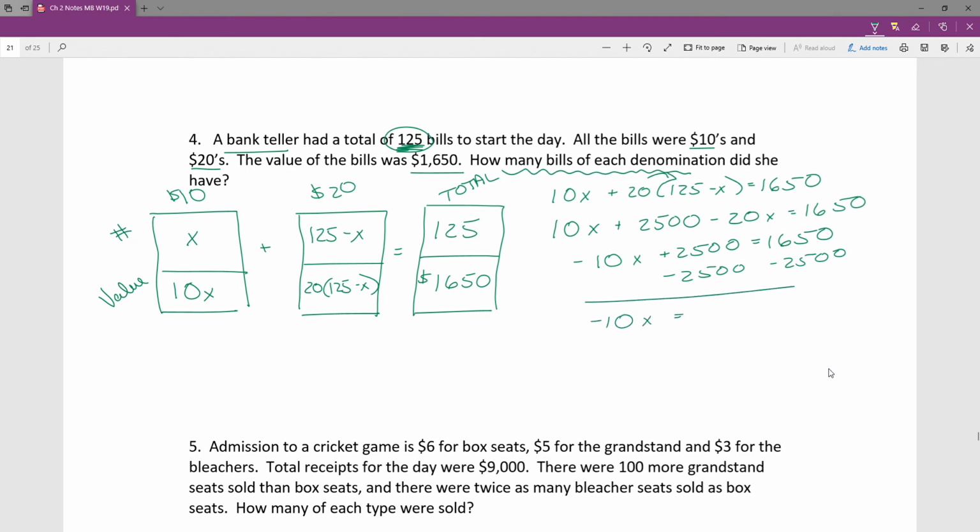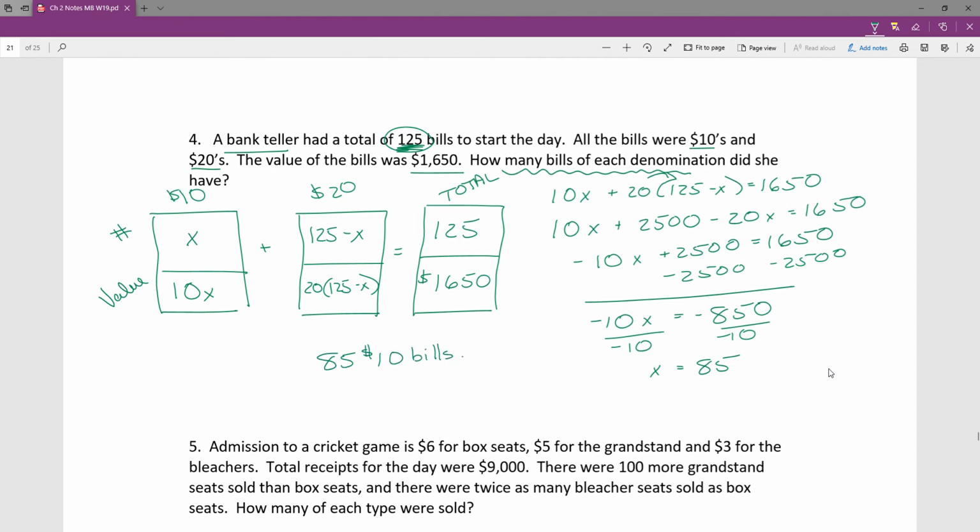Always makes me nervous when I get negative coefficients on stuff, but I get a negative 850 over on this side too. So everything works out and I get an answer of 85. And again, that answer is only part of it. That gives me the number of $10 bills. So she had 85 $10 bills.